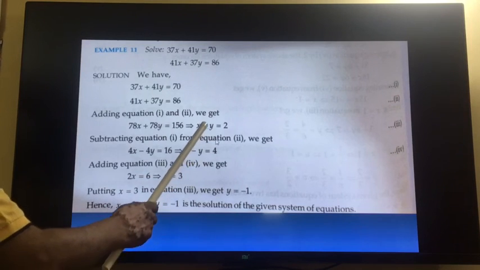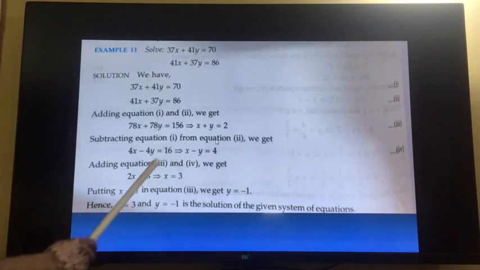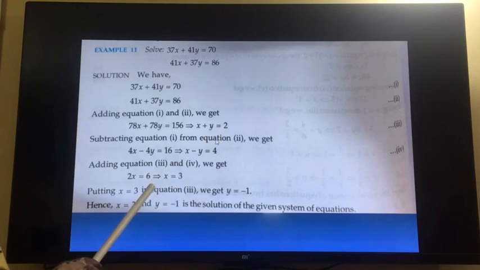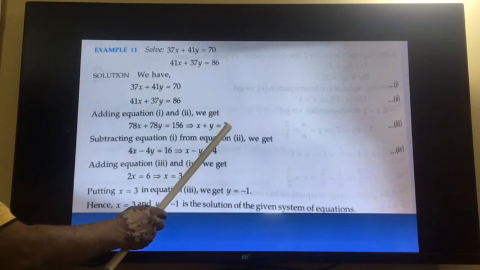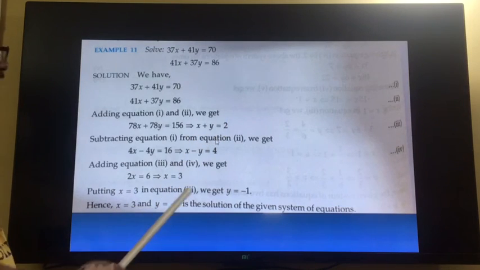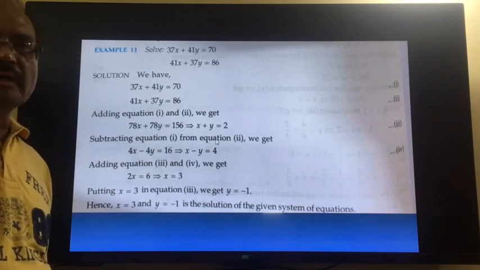Here adding is easy. So add both the equations. By this y cancels, x plus x is 2x, and 2 plus 4 is equal to 6. So x is equal to 3. And put this value in the first equation. So in place of x put 3. So 3 plus y is equal to 2. So y is equal to 2 minus 3, that is minus 1. So we got the value x is equal to 3 and y is equal to minus 1. So this is all for today's class.